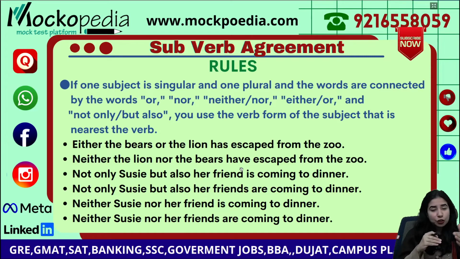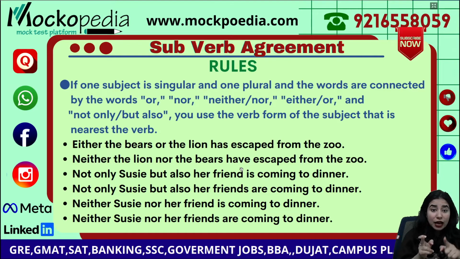So come to the next rule. Let's learn a lot of examples here, a lot of rule implementation, so that you become acquainted with it. Take a look at the third sentence. Not only Susie, but also her friend is coming to the dinner. So that's a previous rule. Now I'll slightly change the sentence. Not only Susie, but also her friends are coming to the dinner.